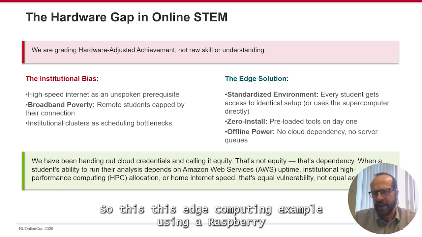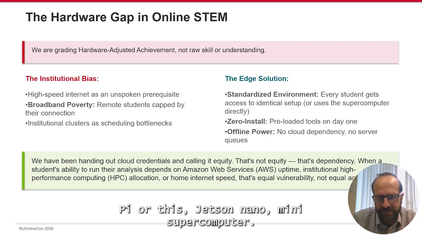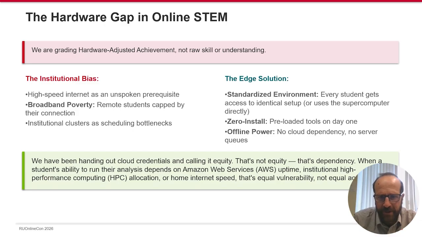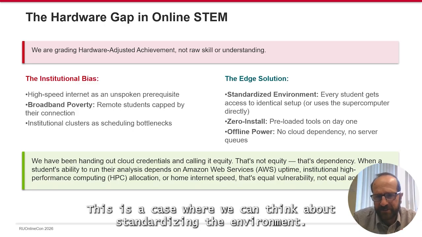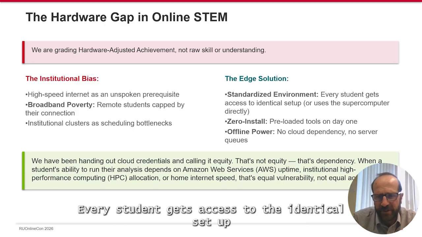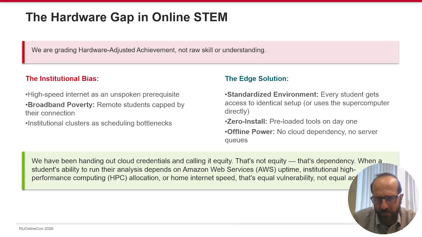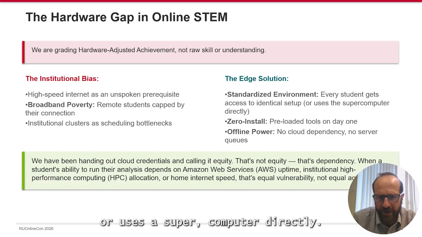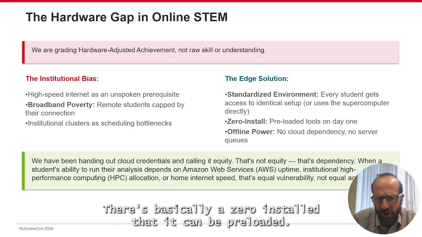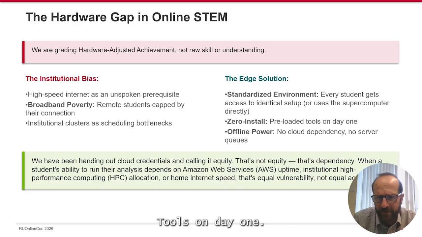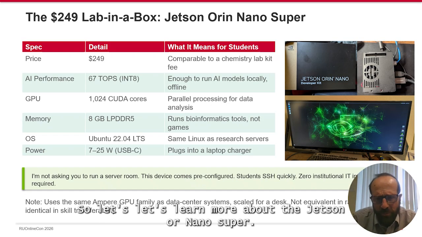So with this edge computing example using a Raspberry Pi or this Jetson Nano mini supercomputer, this is a case where we can think about standardizing the environment. Every student gets access to an identical setup or uses a supercomputer directly. There's basically zero install, with preloaded tools on day one, and offline power, no cloud dependency, no server queues. So let's learn more about the Jetson Orin Nano Super.